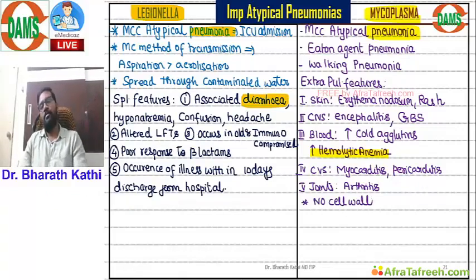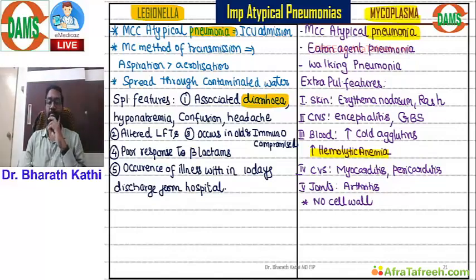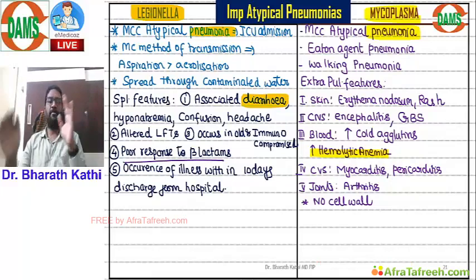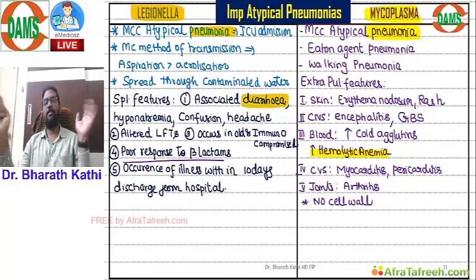Now, how does this feature influence me in treatment? Because there is no cell wall, commonly given antibiotics such as beta-lactams will not work, because beta-lactams require a cell wall to exert their function. So there is something common in Legionella and Mycoplasma. In Legionella, for some unknown reason, beta-lactams are not working. In Mycoplasma, because there is no cell wall, beta-lactams will not work. So for atypical pneumonia, especially Legionella and Mycoplasma, there is no point in giving beta-lactams.